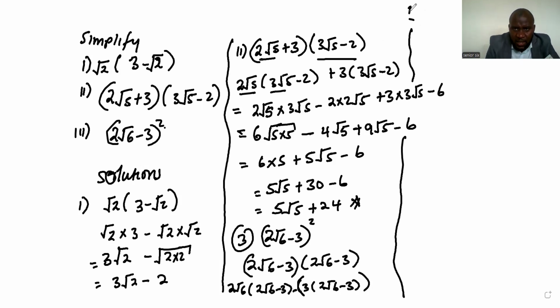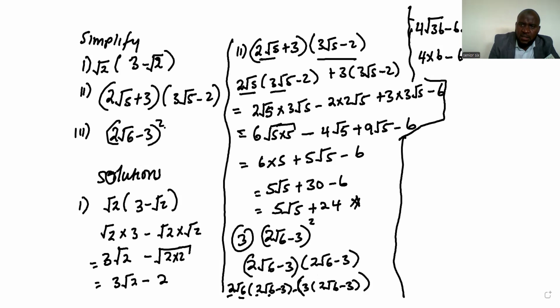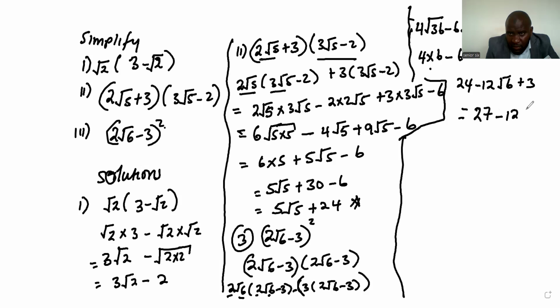When you open the brackets, we shall have 4 root of 36 minus 6 root of 6 minus 6 root of 6 plus 3. This 2 multiplies this 2 to give us the 4. The root 6 multiplies the root 6 to give us the 36. I hope you've seen how it has come about. Yes. So finally, I'll have 4 times 6 minus 6 root of 6 minus 6 root of 6, plus 3. That is 24 minus 12 root of 6 plus 3. This will take us to 24 plus 3, you get 27, 27 minus 12 root of 6.